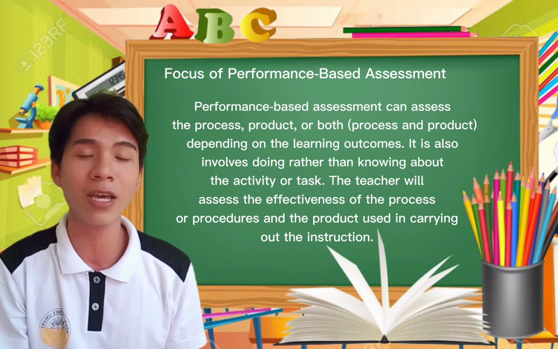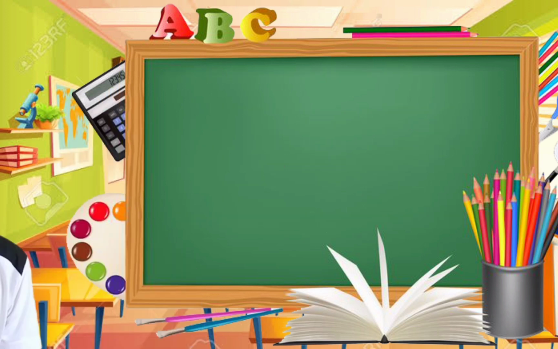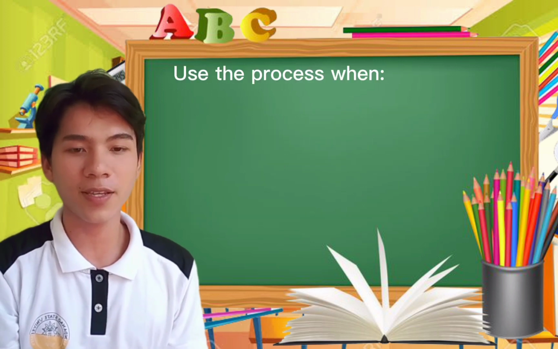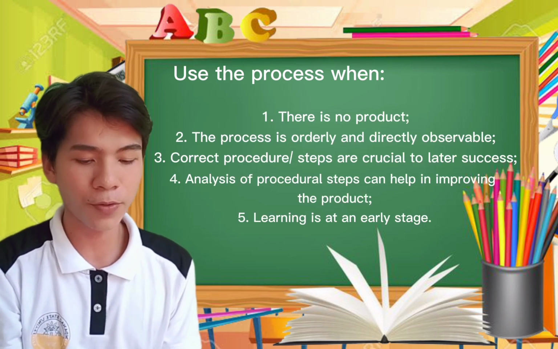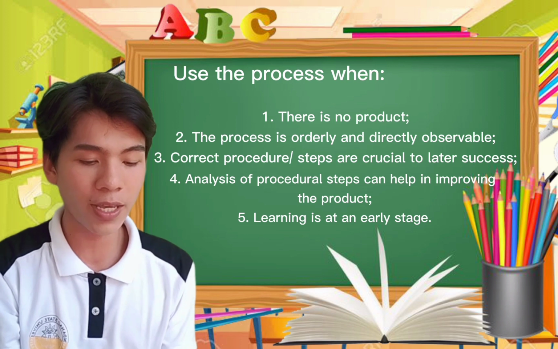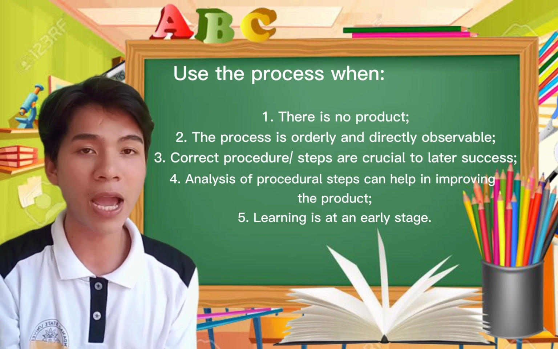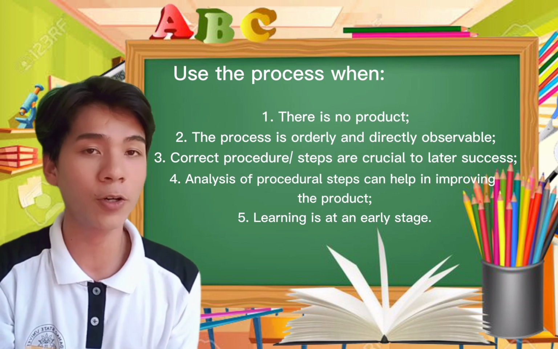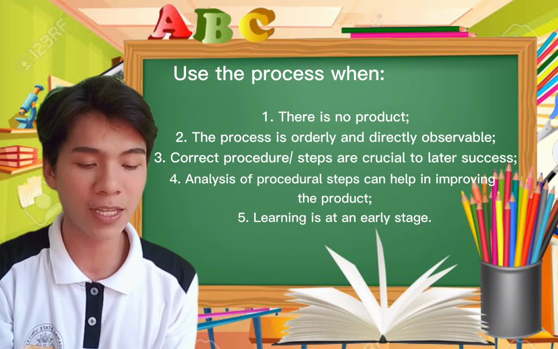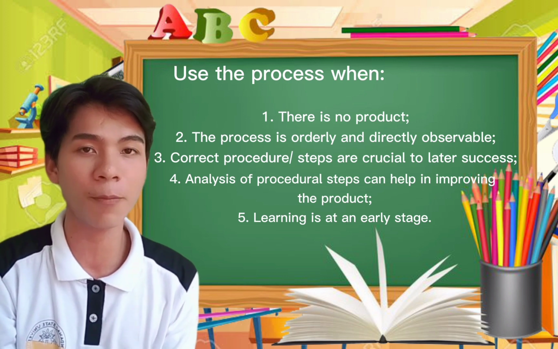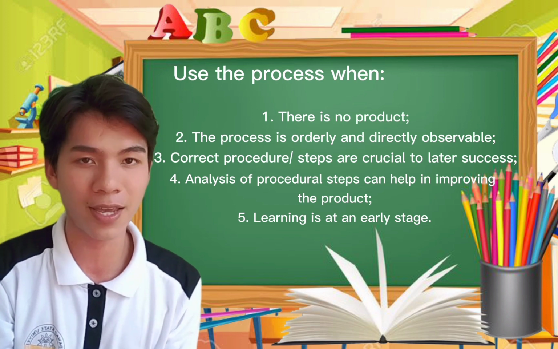So the question now is when to use the process or the product. We will use the process when, number 1, there is no product. Number 2, the process is orderly and directly observable. Number 3, correct procedure or steps are crucial to later success. Number 4, analysis of procedural steps can help in improving the product. And lastly, the learning is at an early stage.